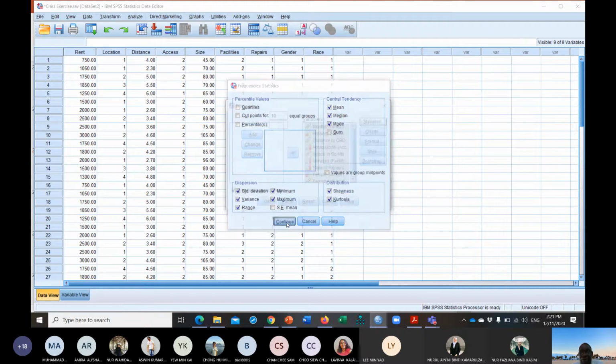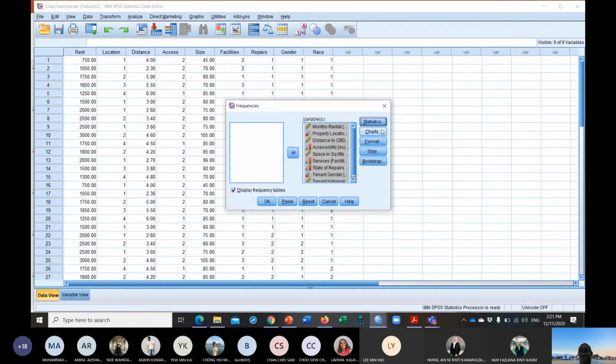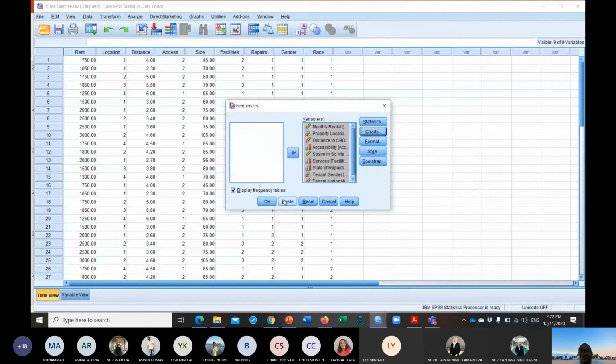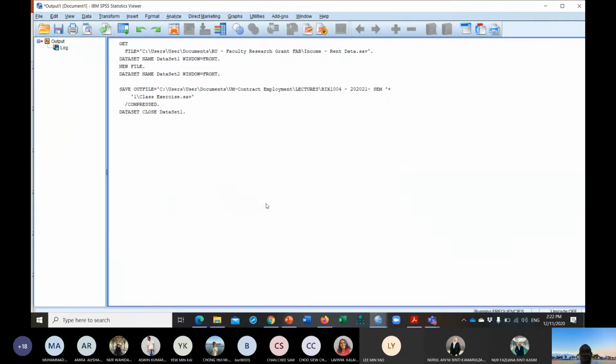So we can say continue. If you want to put in charts, we can look at chart builders and select maybe bar charts. If we want the percentage distribution to be on the charts, we can select either percentage or frequency. Then we say continue. Click OK when you are ready.